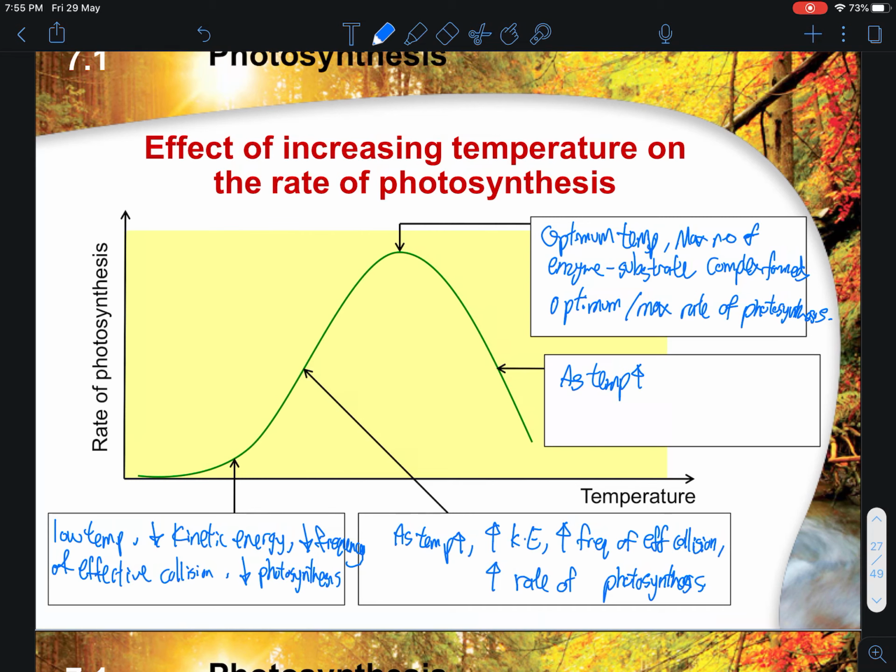As temperature increases beyond the optimum temperature, the enzymes denature. So in other words, the enzyme activity decreases. This will mean that you have lesser enzyme-substrate complex, and therefore decrease the rate of photosynthesis. Okay, so this is what happens for these 4 different conditions.